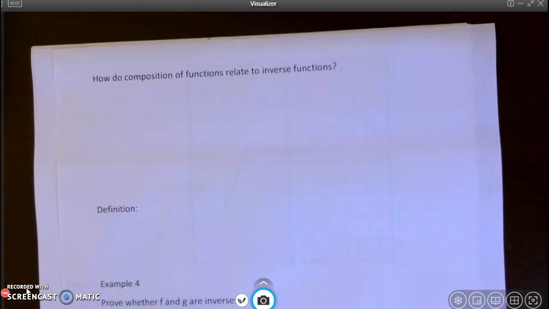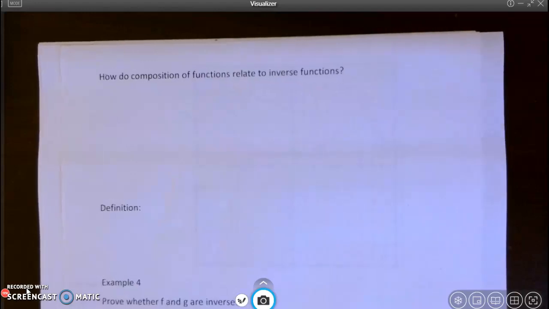3.8 Inverses, video number 2. So this next question asks, how do composition of functions relate to inverse functions?